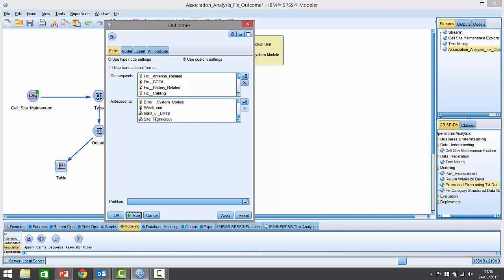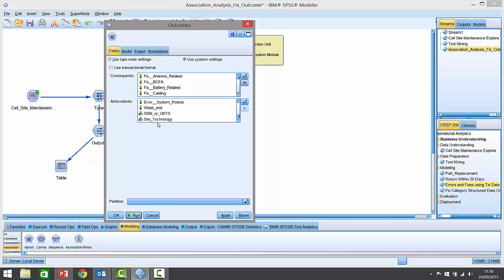We've got whether or not it occurred on a weekend, whether or not the technology is GSM or UMTS, and the main site technology that's used there. And what we're going to try to do is uncover a series of rules which might help us identify situations where it's much more likely that, let's say, a BCFA is going to be involved in the outcome of this particular job, or it's going to be a cabling related job, or it's going to be a job that simply requires a reset, for example.